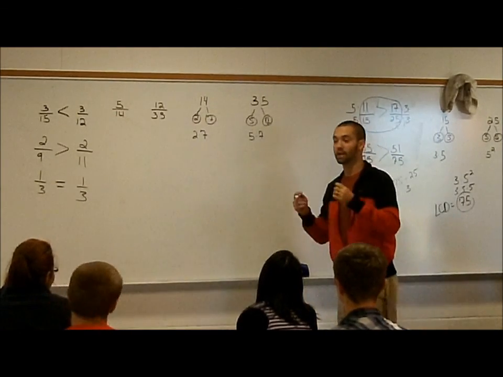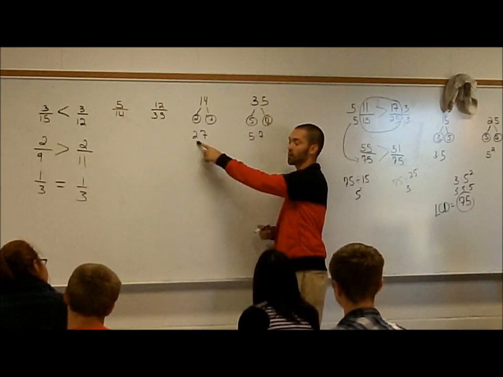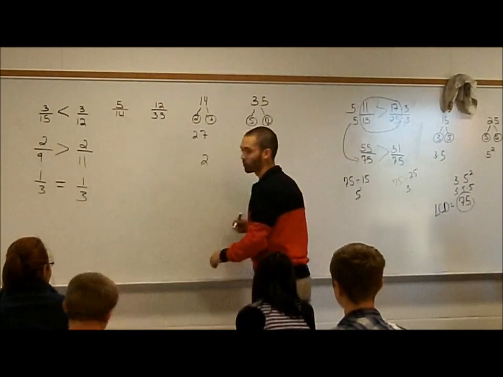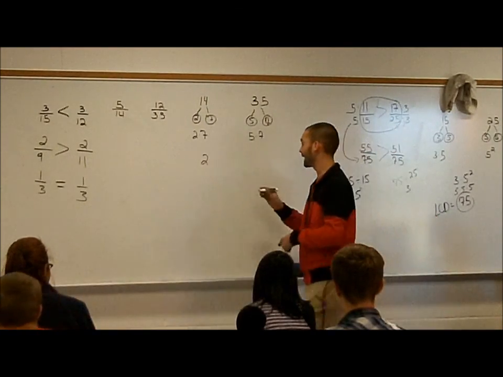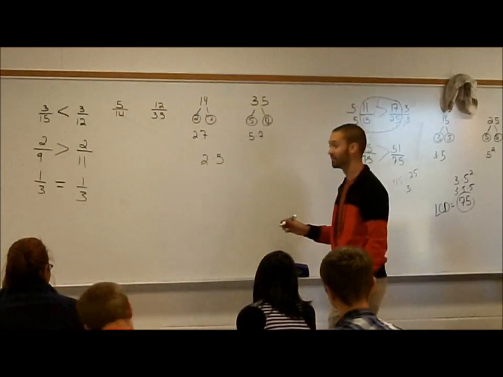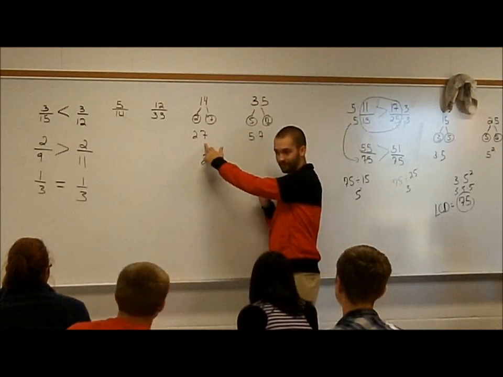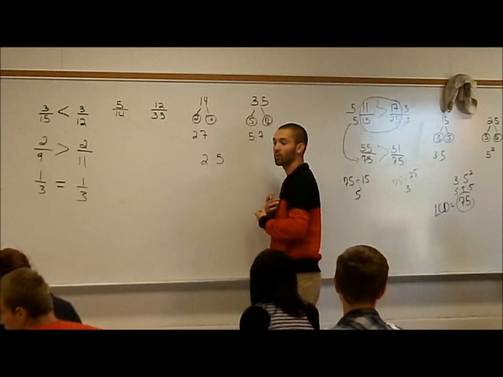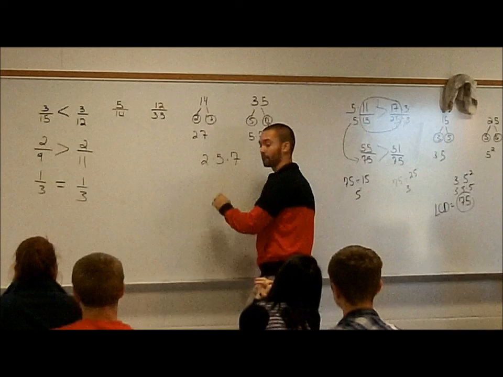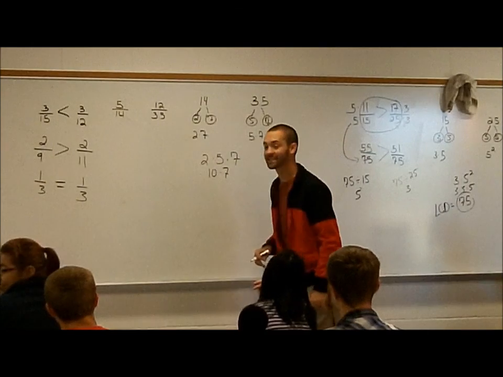So, you take the largest of each number. We'll start with 2. Who's the largest 2? 2. So I write it. Who's the largest 5? 5. Who's the largest 7? 7. Are they the same size? Right. If they're the same size, just take one of them. So 2 times 5 is what? 10.